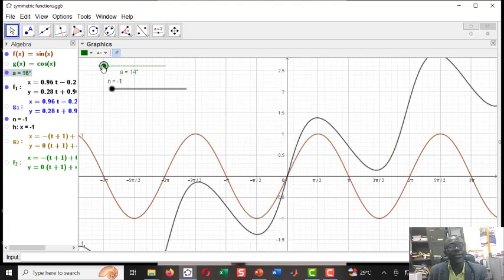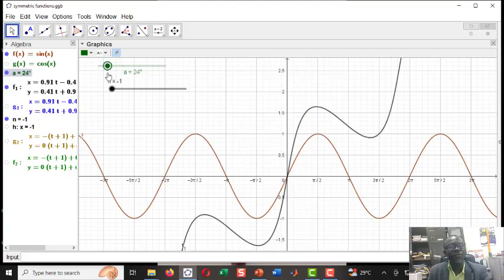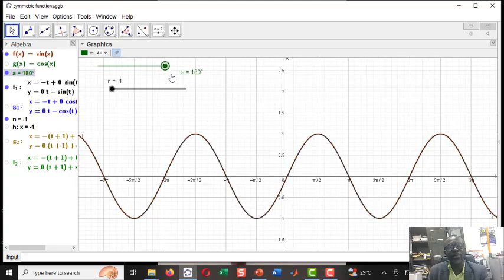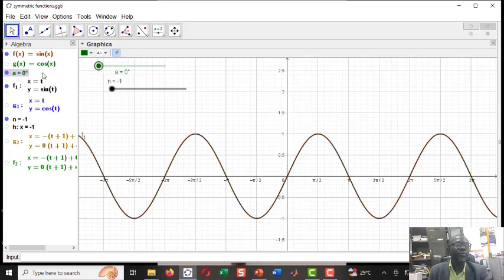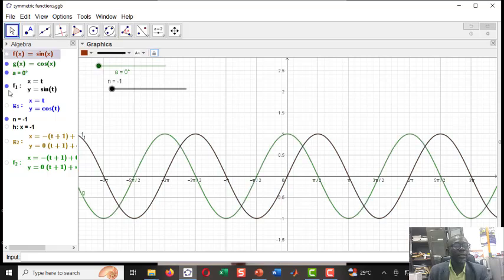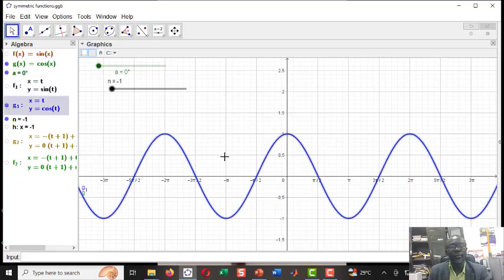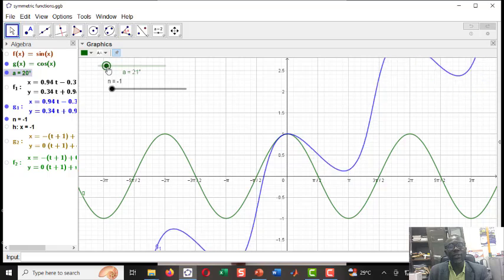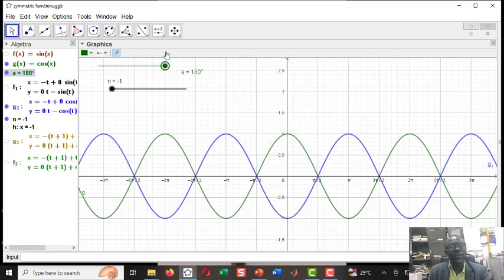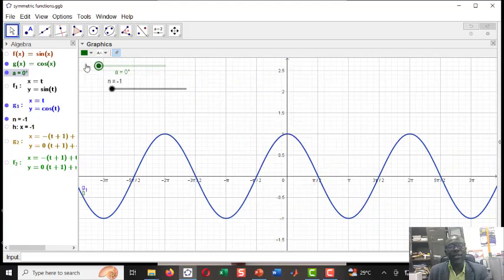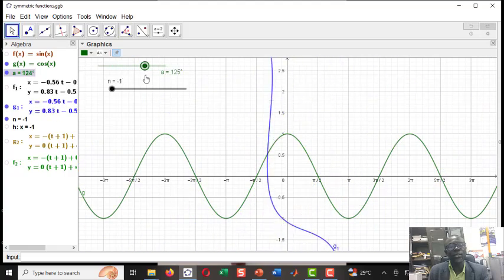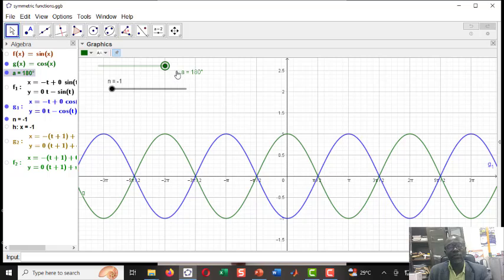So sine x is symmetric with respect to the origin. Now if you pick cos x, it is not the same. If I decide to move it, you can see that when it comes, it doesn't fit. When it comes back to normal, it's fixed, but when you rotate it by 180 degrees, it does not fit. So cosine is not symmetric with respect to the origin.